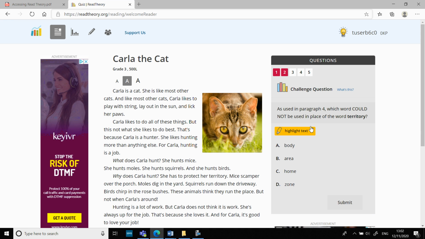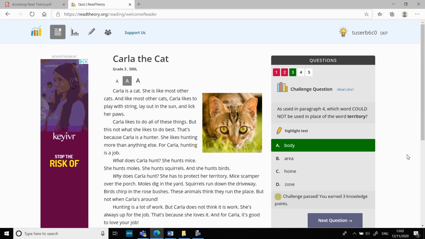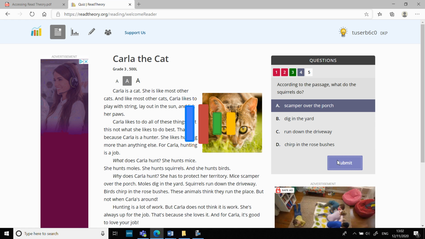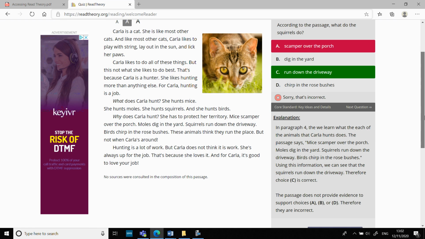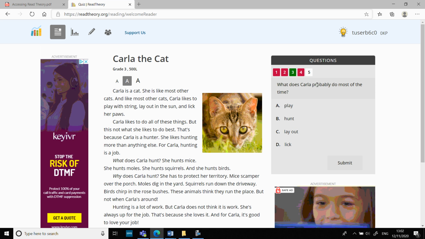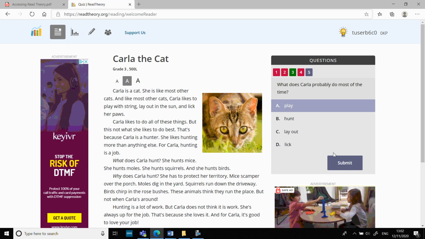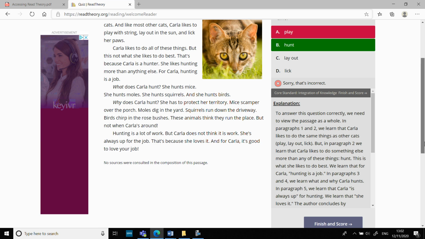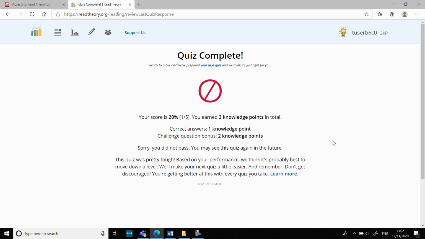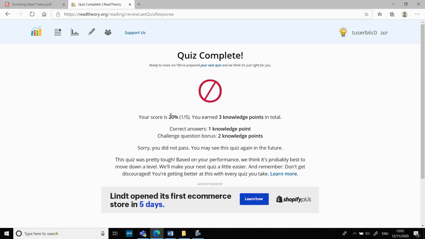Next question. Oh, that was right. That was a challenge at 3 knowledge points. That one was wrong. And then just click to the end. So it will show me at the end. Obviously that one I just guessed through. I only got 1 right, which was very good. Never guess through. So I only got 20%, and I only had 3 knowledge points.